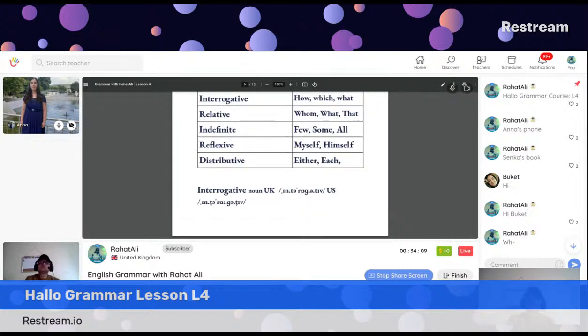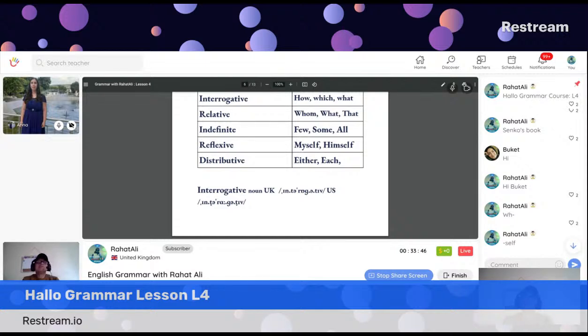Next one is reflexive. Like any word that has got self. How do you know it is a reflexive pronoun? If you find the word self at the end. This is the quickest way to remember. Self, like myself, himself, herself, yourself, themselves, etc. That is called a reflexive pronoun.